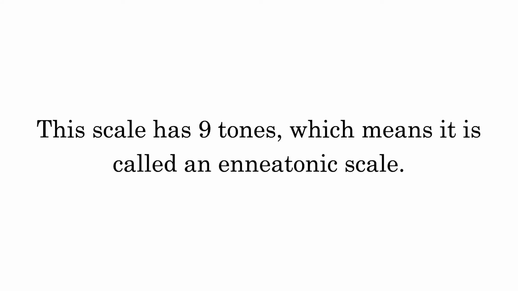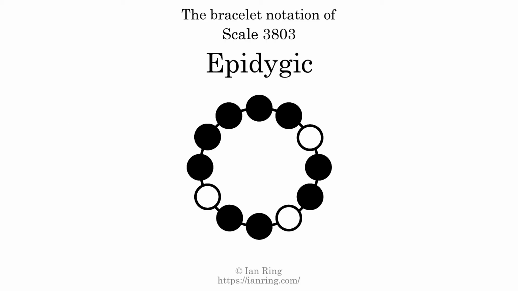This scale has 9 tones, which means it is called an enneatonic scale. This is a bracelet notation diagram of scale 3803. The shaded circles represent tones that appear in the scale, and they are read clockwise, starting at the top.